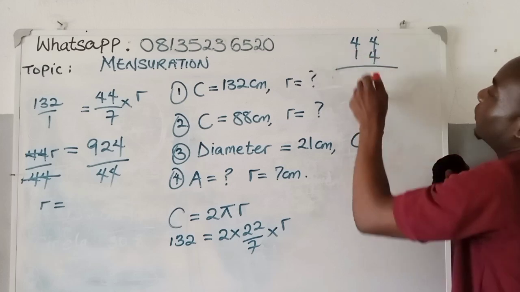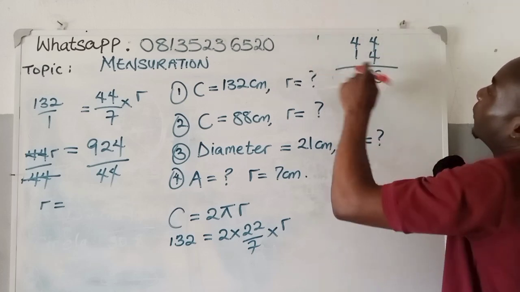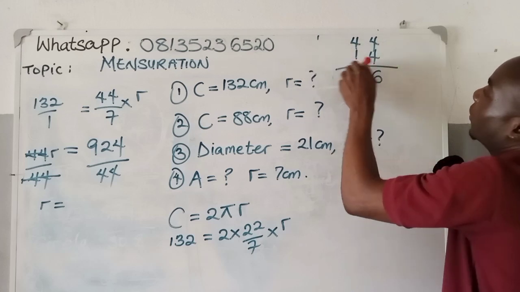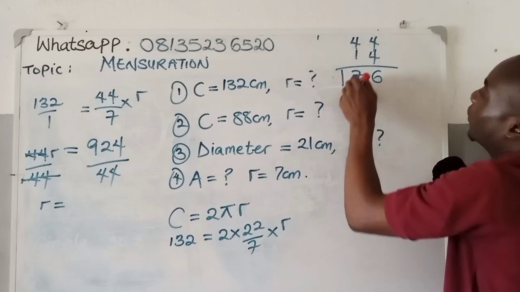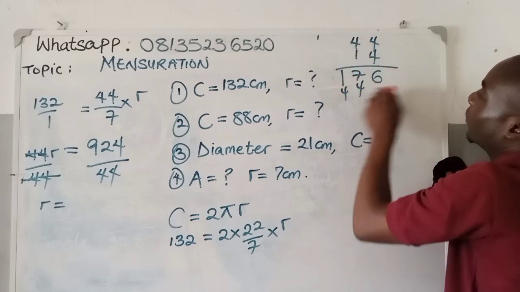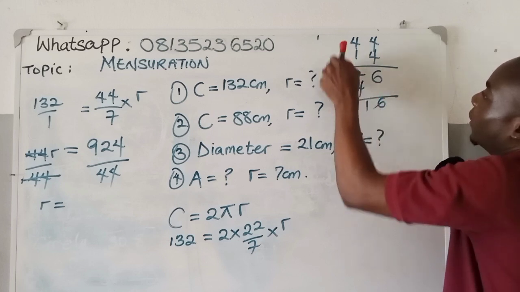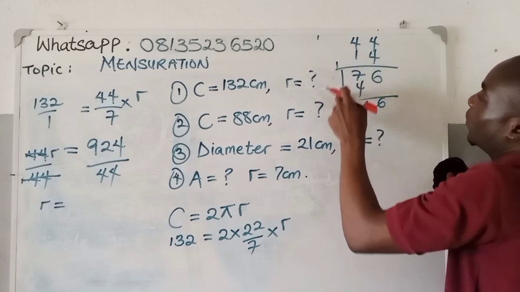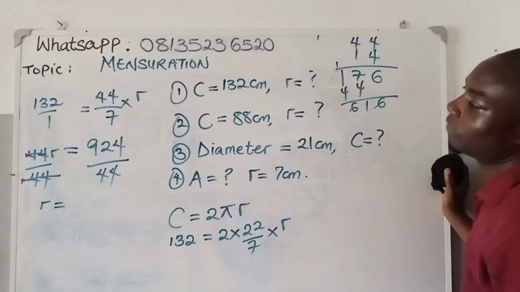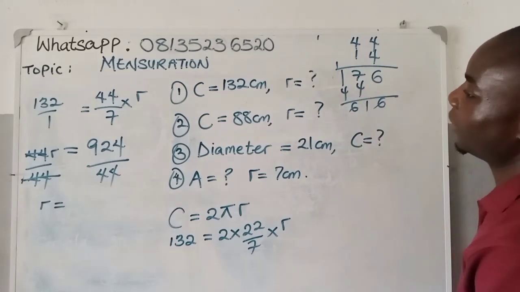So we have 6 here. 7 plus 4 is 11. 1, carry 1. So we have 2 plus 4, we have 6. 616 is still not close enough.